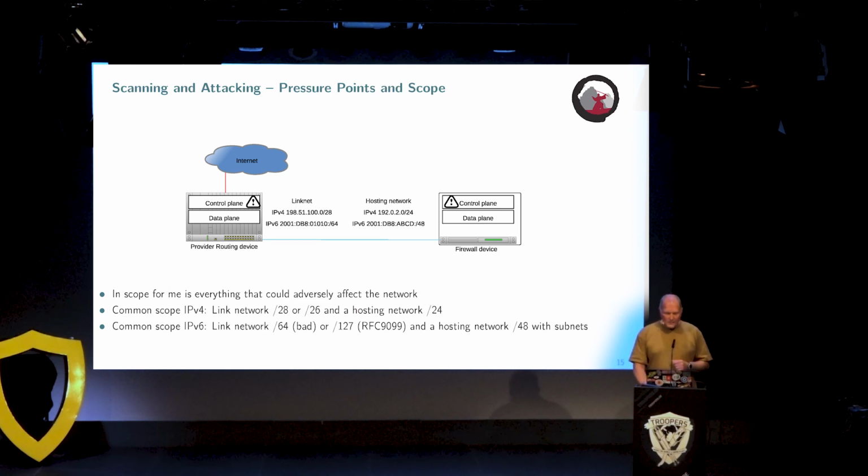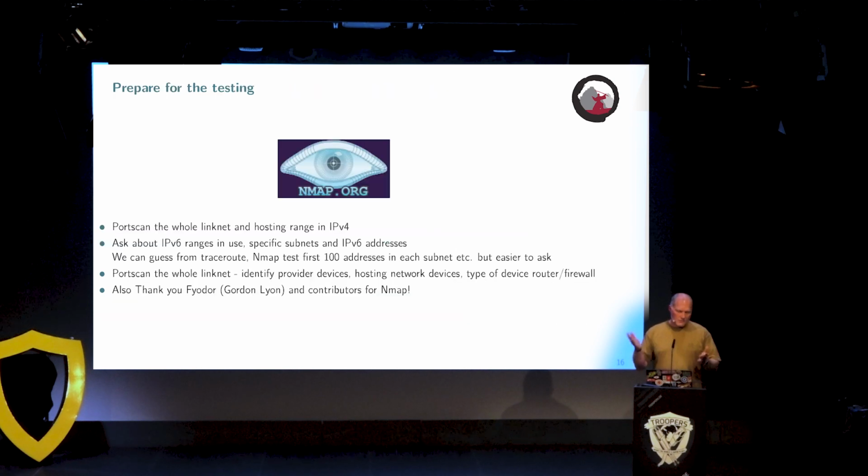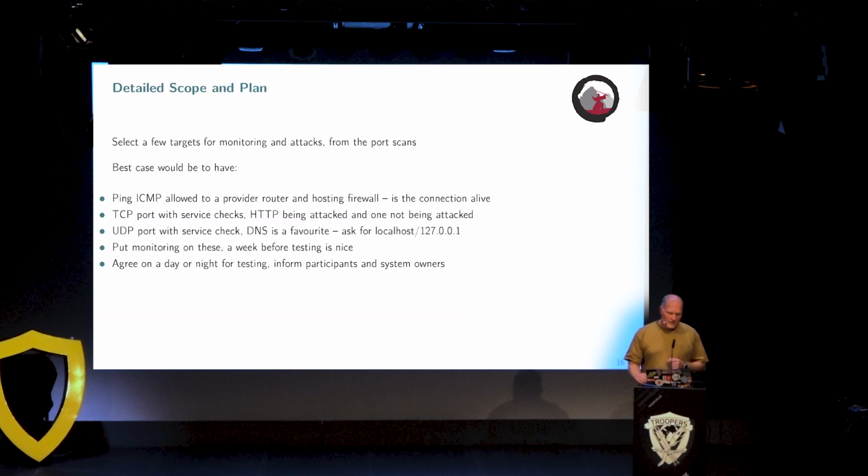So typically, I will attack all of these IP addresses listed on this. That would be the scope of the test. Then I would use something like Nmap. Nmap is a great tool. You probably know it, all of you. I would port scan the whole link net for IPv4. I would ask about the IPv6 ranges because IPv6 space is so large. So I would ask which networks are in use, which IP addresses are in use. That would lead back to a number of IP addresses that are active on this network. You will have some services that you care about.